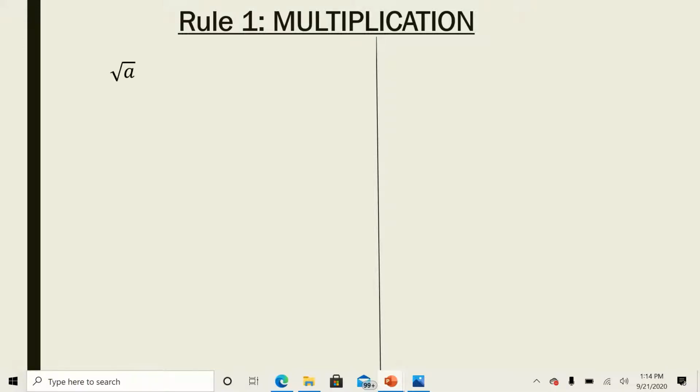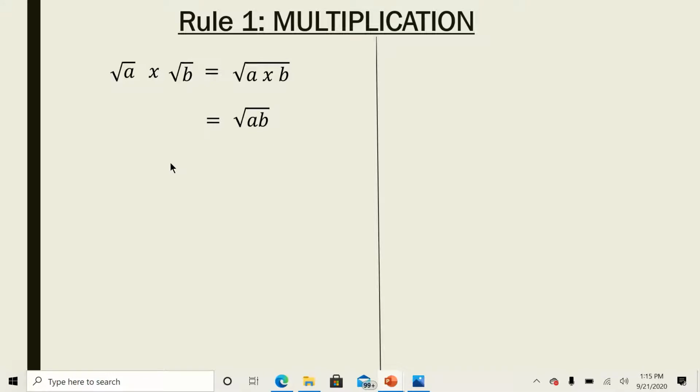Now, when we're asked to multiply two surds, for example, I'm multiplying root A times root B. This gives us root A times B. So in multiplication, we multiply both numbers in the surds to get this. So this is the same thing as saying root AB.